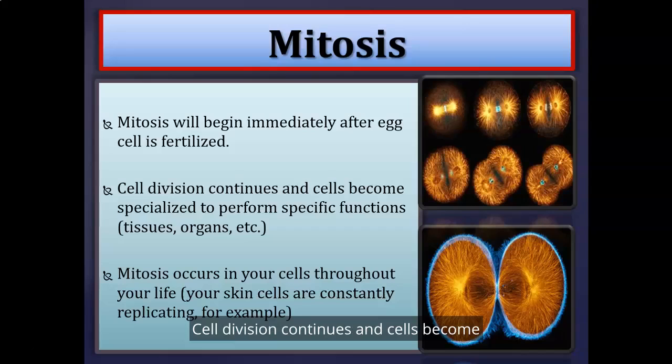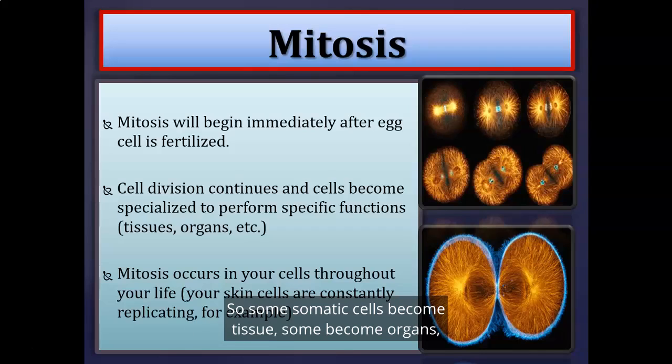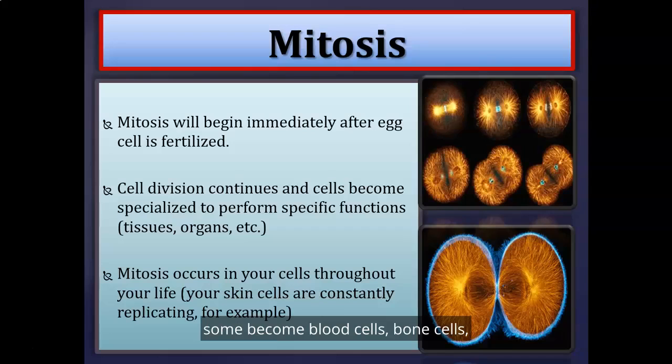Cell division continues and cells become specialized to perform specific functions through the process of differentiation. So some somatic cells become tissues, some become organs, some become blood cells, bone cells. You guys get the picture.